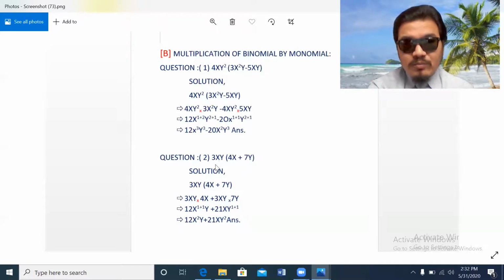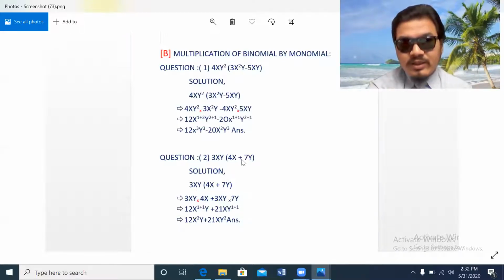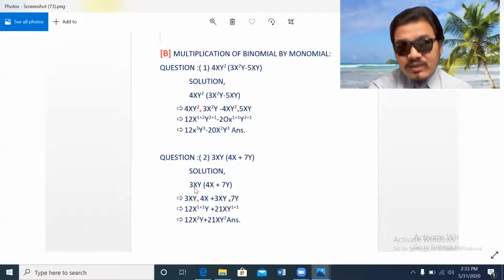As I told you, please first of all write "Solution" with a comma, and after that, please don't forget to write the question again. Write the question once again. Now look here, 3xy is outside the bracket. This 3xy will multiply with 4x, and then whatever sign is there, write this sign, and then again 3xy will multiply with 7y. Same thing is here: 3xy multiplied by 4x, and 3xy again multiplied by 7y. This is the process.